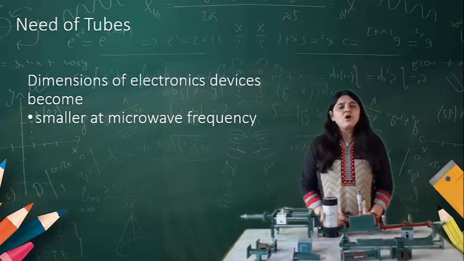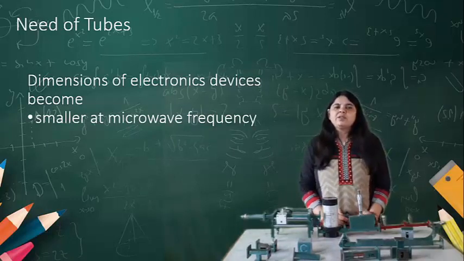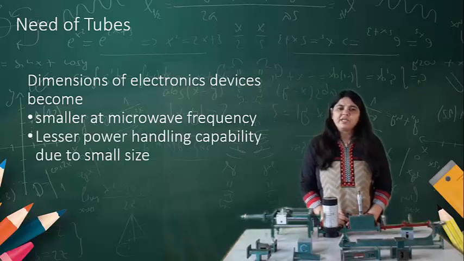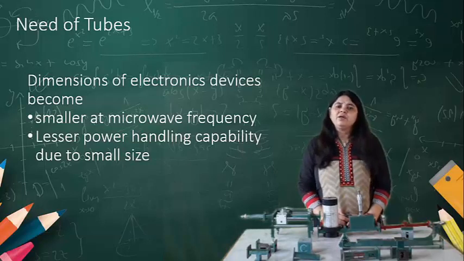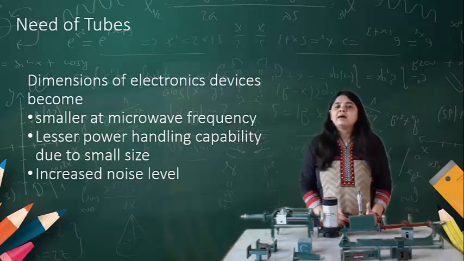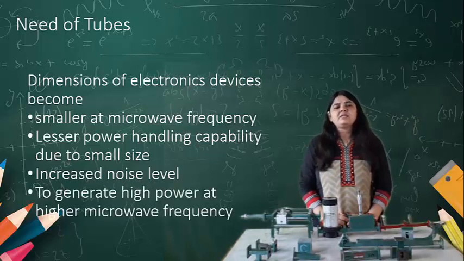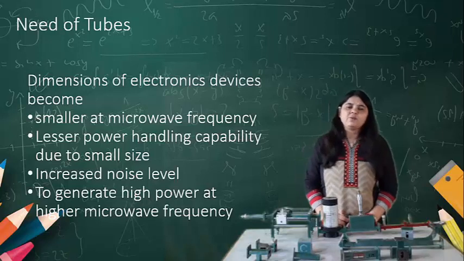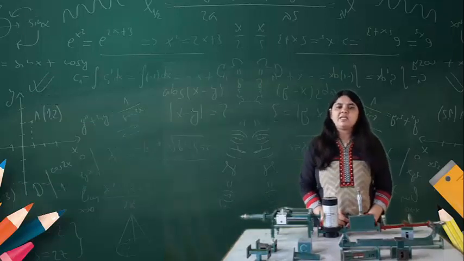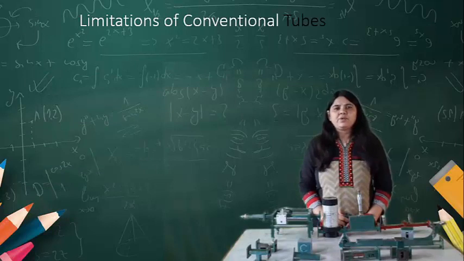What is the need of all these tubes in the microwave? The need for the tubes is that the dimensions of the electronic devices become smaller at the microwave frequency. Then there is lesser power handling capacity due to the small size, and due to that, an increased noise level, and the need to generate high power at the higher microwave frequency. So these are the various requirements for using the various kinds of tubes in the microwave.